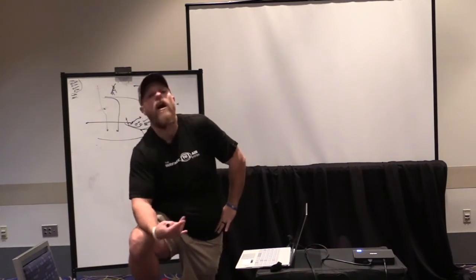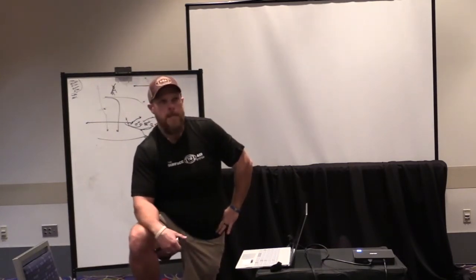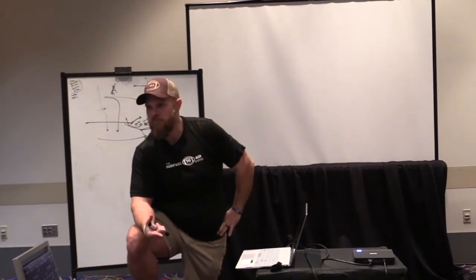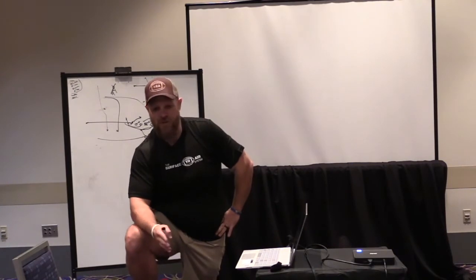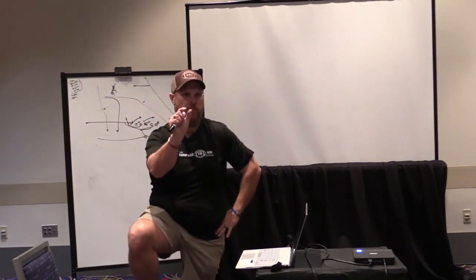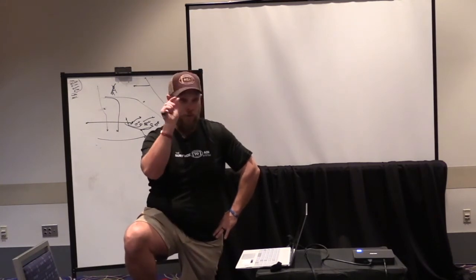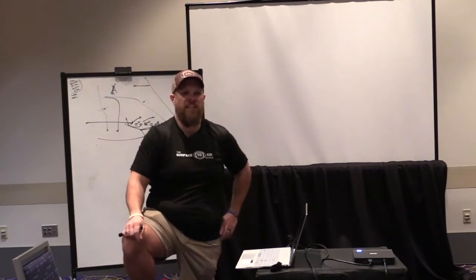1st and 10 is obvious. We all know that. Everybody in America knows that. Converting 3rd and long and your goal line plays. That's it. Those are the 2 pressure points where the defense has to make their money. They have to make their money on 3rd and long and in the red zone. We all know 1st and 10 is the game.